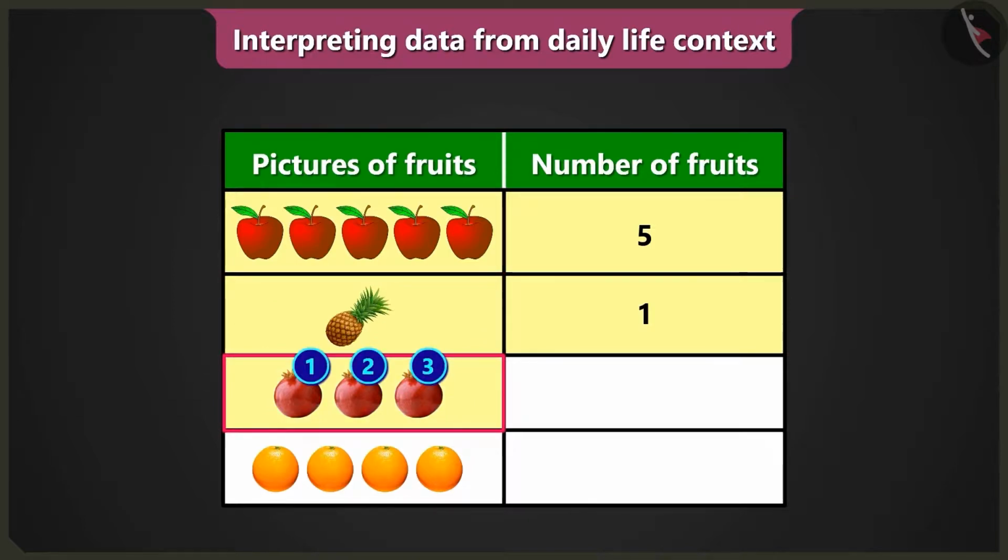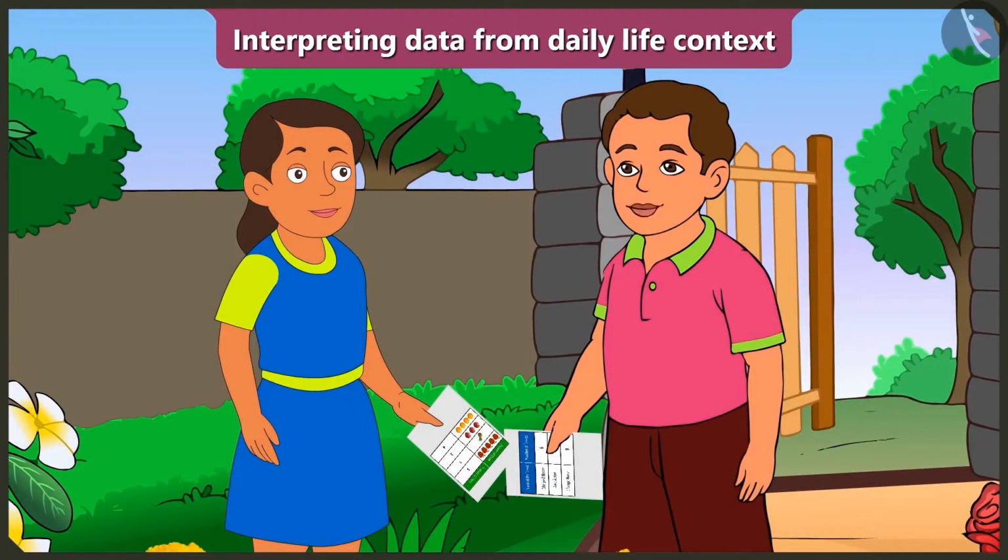There are 3 pictures of pomegranate. So we have to write the number of pomegranates 3 in the column of number of fruits. There are 4 pictures of oranges. So we have to write the number of oranges 4 in the column of number of fruits. Absolutely right, Bubbly. Now you will be able to interpret the data given in the table, won't you? Yes, it is very easy to interpret the data given in the table.